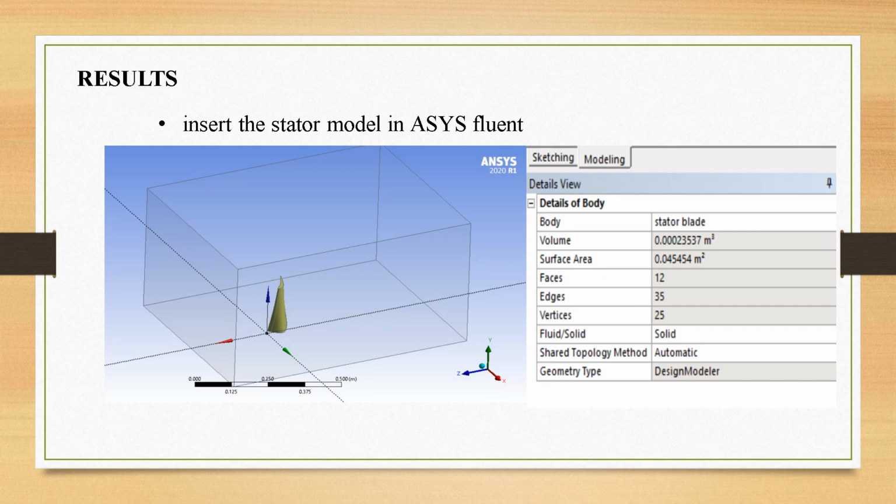Result. Here we insert the stator model in ANSYS Fluent. As you can see here, this is the stator blade, and these are some details of the body. We have the body for the stator blade, volume in cubic meters and surface area in square meters, and we have face and edge and vertices and so on, solid and shear topology method, automatic, and geometry type Design Modeler.